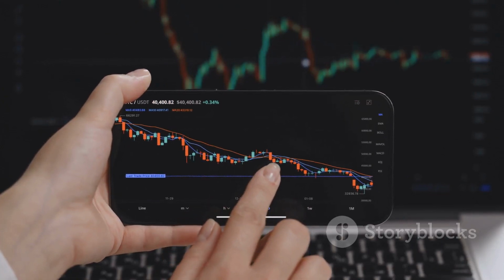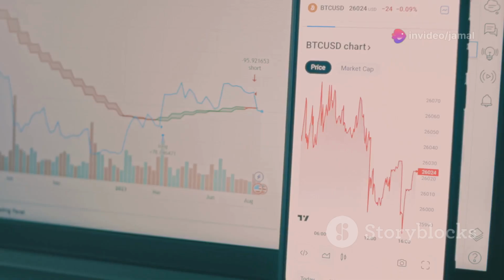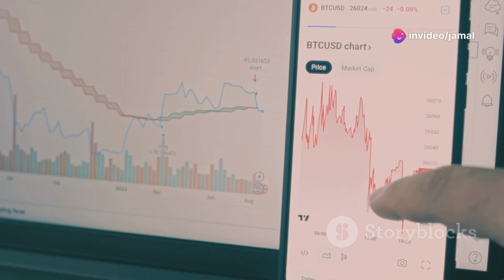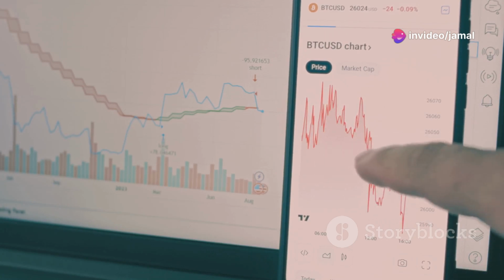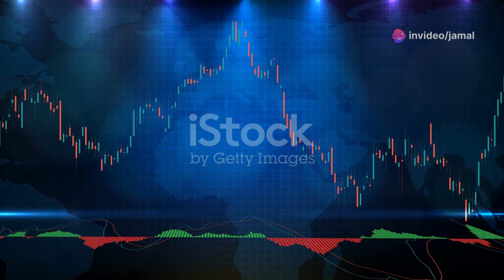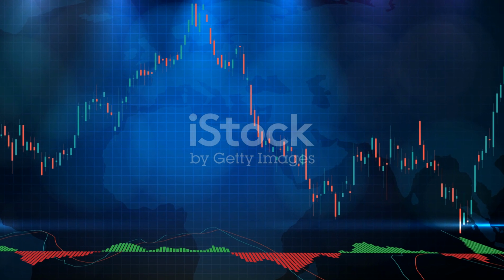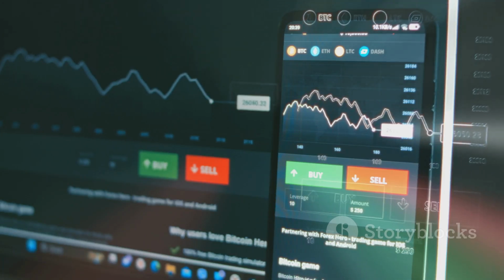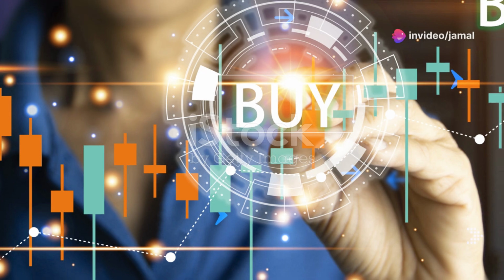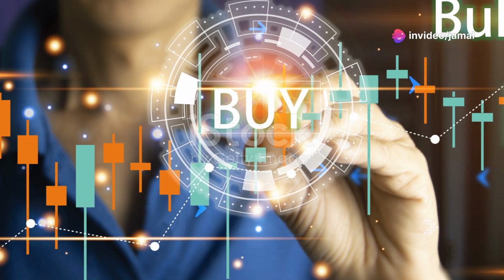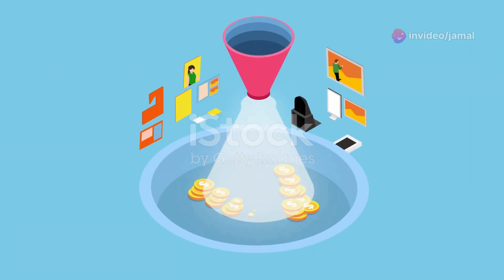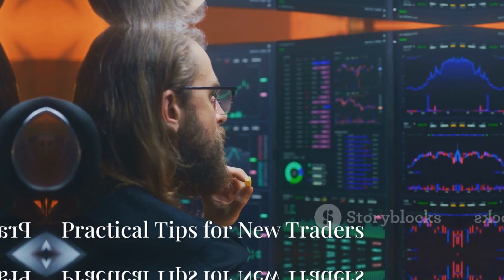MACD shows the relationship between two moving averages. It consists of the MACD line, the signal line, and the histogram. When the MACD line crosses above the signal line, it generates a buy signal. When it crosses below, it generates a sell signal. Combining these indicators can provide stronger signals. Understanding RSI and MACD is crucial for technical analysis.